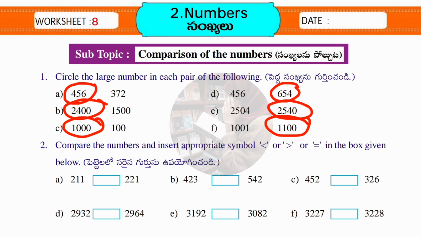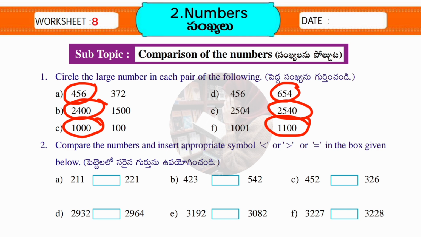Okay, next fourth one, 456 is less than 654. That's why circle 654. Next, 2540 is the largest number when compared to 2504. Next number is 1100 is bigger than 1001. Got it, guys? Now we'll move to the second Roman, which is compare the numbers and insert appropriate symbol less than or greater than or equal to in the given boxes below.